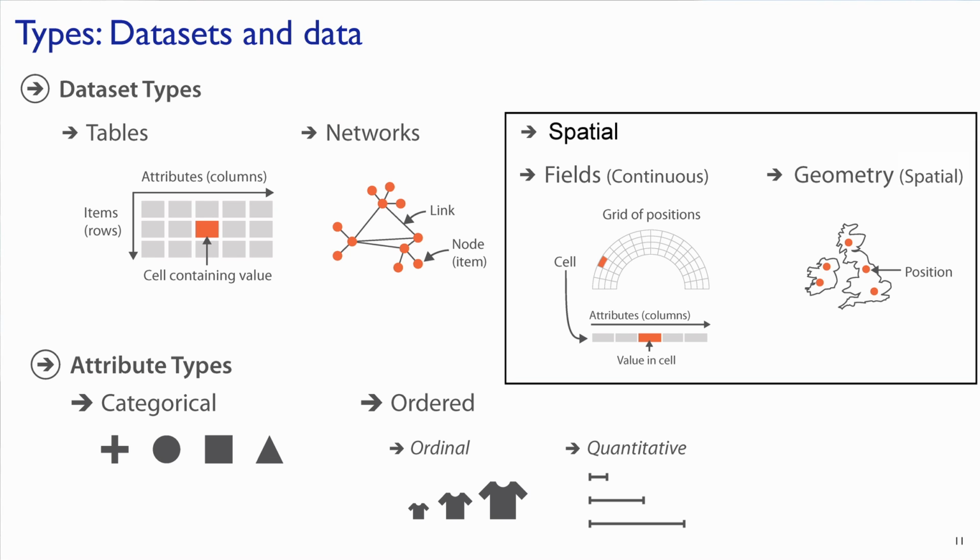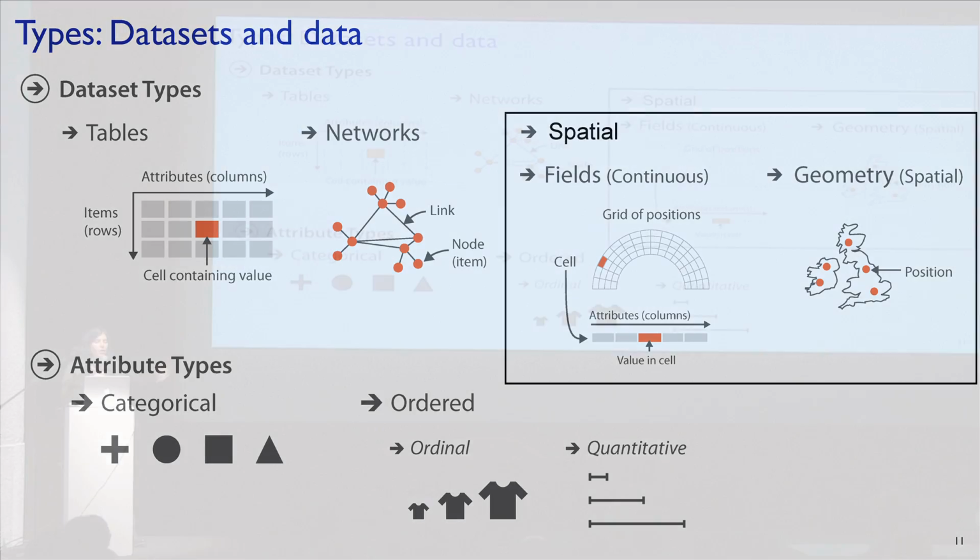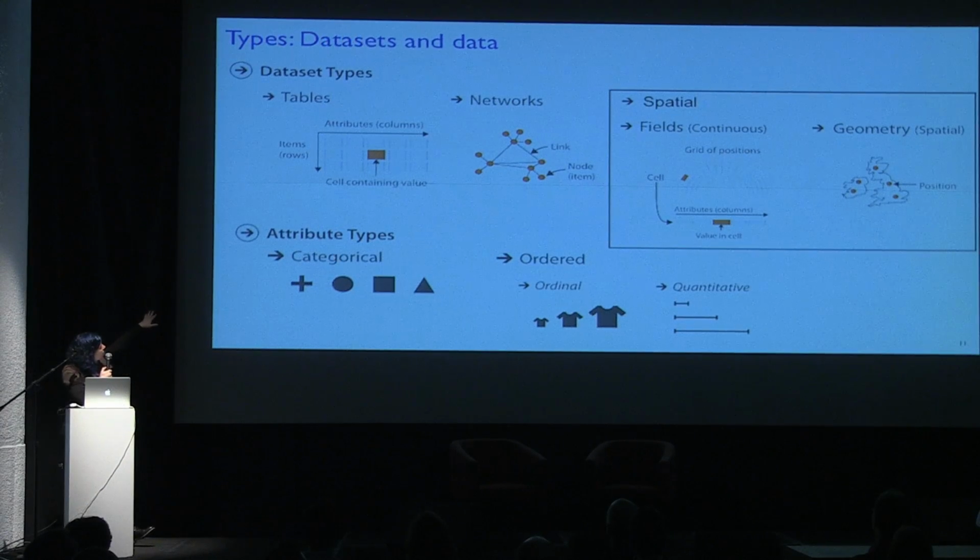In terms of data set types, I like to think in terms of a holy trinity. There's really three basic types of data: tables, networks, and spatial data. And in all of these cases, you can have attributes. I'm often going to think of the table as the easy case, where I'll think about the rows in the table as items. I'll call the columns in the table attributes.